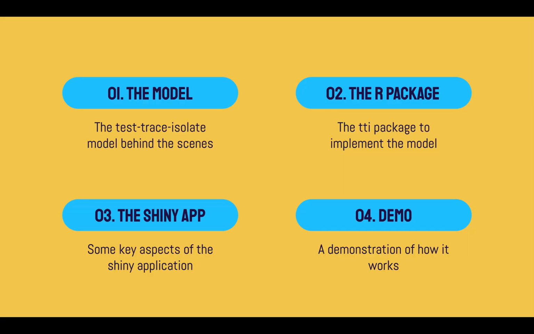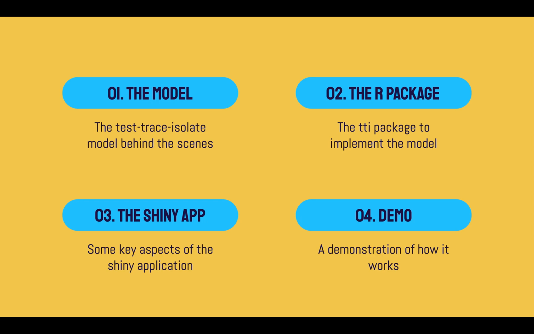Here's a quick outline of where we're going. I'm going to start by talking about the model itself. This is the model running behind the scenes that we came up with to quantify the efficacy of test, trace, isolate programs based on certain parameters that they could be either measuring or estimating. Then I'll talk about the R package we wrote to implement this model. We have a package called TTI, for test, trace, isolate, that can actually implement this.